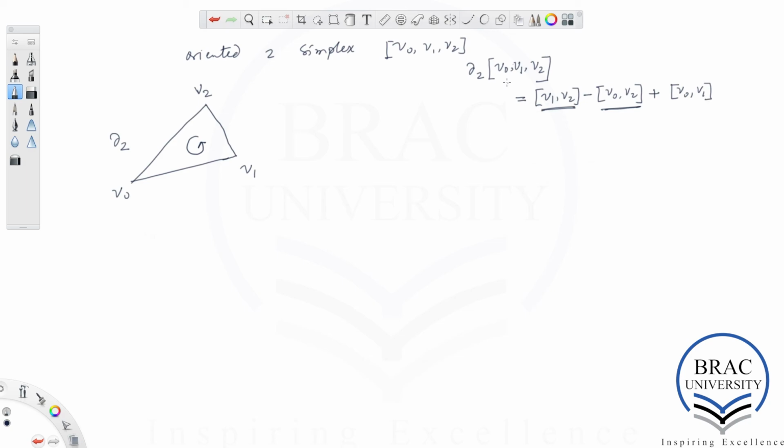So when I'm writing this, I mean that I have a one chain that results from this action of the boundary operator on this elementary two chain. Okay, but the resulting one chain is no longer an elementary one chain. This is a one chain whose value on the oriented one simplex V1 comma V2 is 1, and whose value on the oriented one simplex V0 V2 is -1, and its value on V0 V1, this oriented one simplex, is +1. Okay, this is not an elementary one chain.